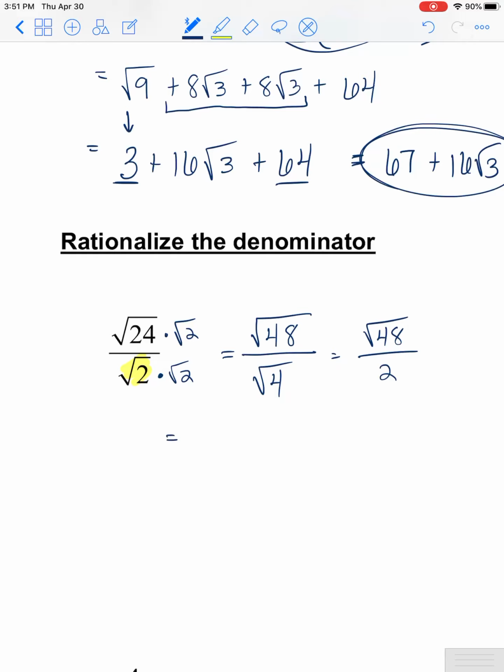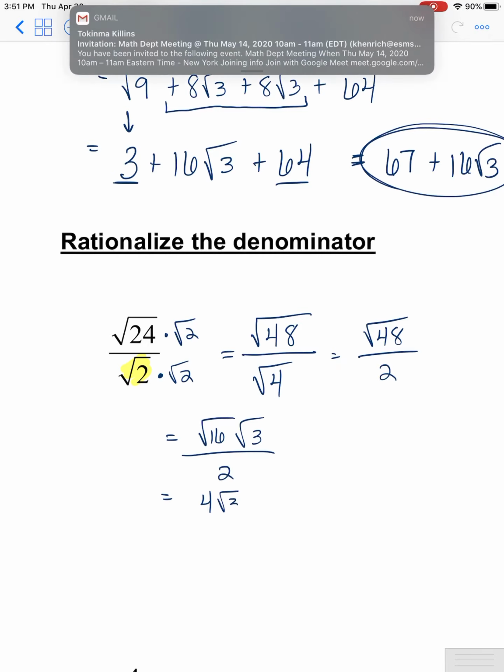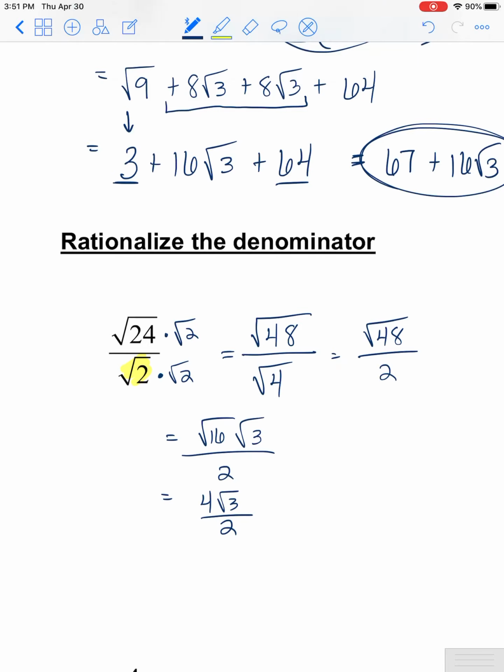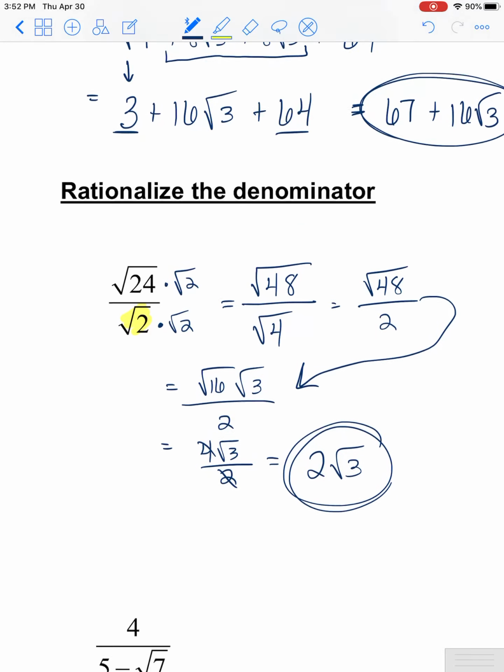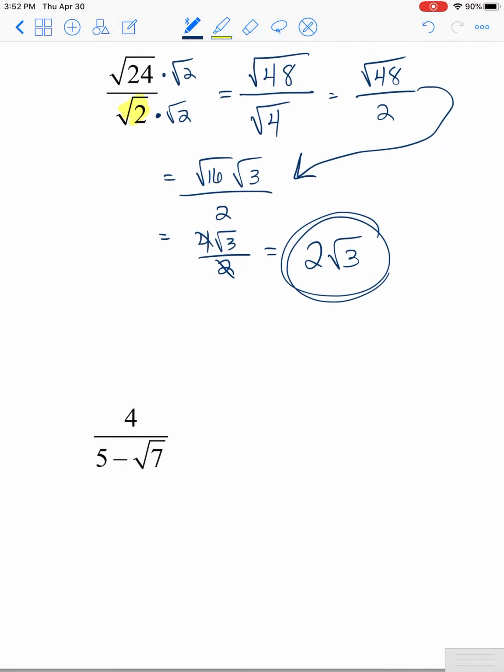Now you can actually simplify this down a little bit more. So for 48, what is the largest perfect square? I can split this up into 16 and 3 over 2, which is 4 radical 3 over 2. So if I look at this, I can cancel that out. 4 divided by 2 is 2 radical 3. So that's simplified. So that's just going from here to here.